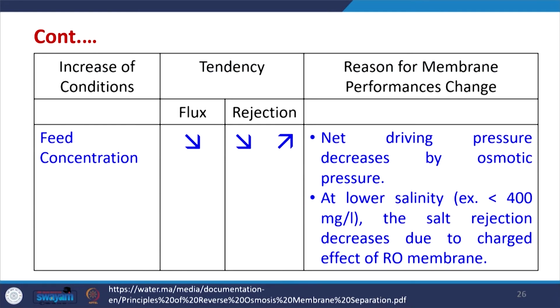Now, the second is, suppose in the feed the amount of salt concentration increases. Under that condition, flux will go down, and rejection will depend on whether it increases or decreases. Net driving force decreases, net pressure difference decreases because of the osmotic pressure conditions when the feed concentration increases. At lower salinity, suppose less than 400 milligram per liter, the salt rejection decreases due to the charge effect on the RO membrane. So, this depends upon what concentration range we are operating. Rejection may increase or decrease, but flux will decrease with increase in feed concentration.